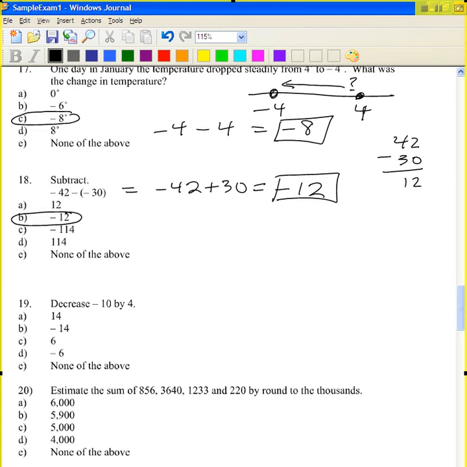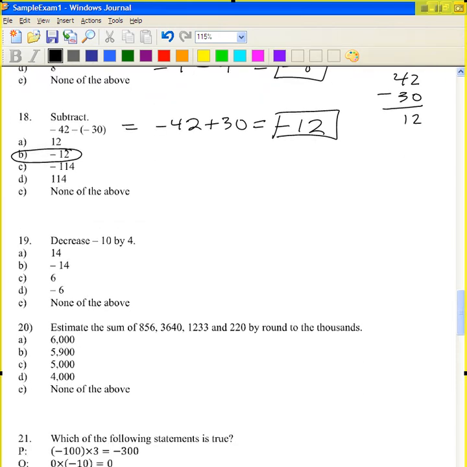19. Decrease negative 10 by 4. And so I get a negative 14. B. Let me do problem number 20.